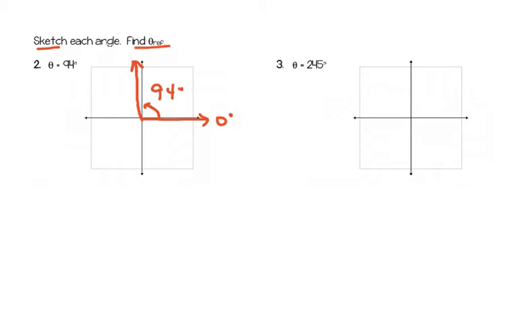It says find the reference angle. 94 degrees cannot be the reference angle because it's not acute. So to find the reference angle, I'm going to look at this side. What angle does that make with the x-axis? Right there, what angle is that? Basically you're just going to do 180 minus 94, and you're going to get 86. It's positive, it's acute, and it's the angle it makes with the x-axis. So pause the video and do number 3. Starting at 0 degrees, you're going to go 245 degrees and then find the reference angle.